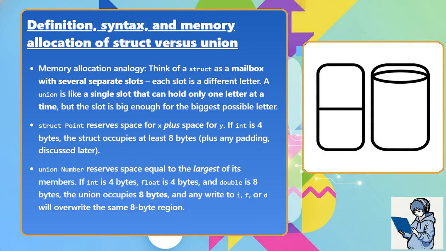Union number reserves space equal to the largest of its members. If int is 4 bytes, float is 4 bytes, and double is 8 bytes, the union occupies 8 bytes, and any write to i, f, or d will overwrite the same 8-byte region.